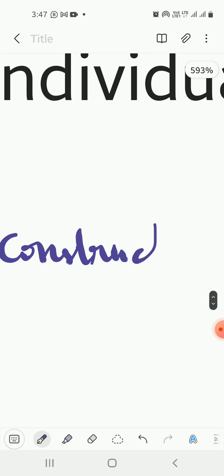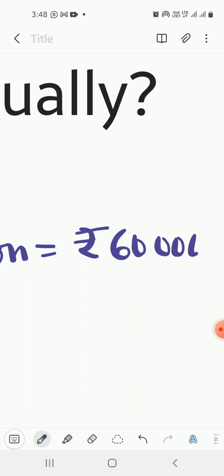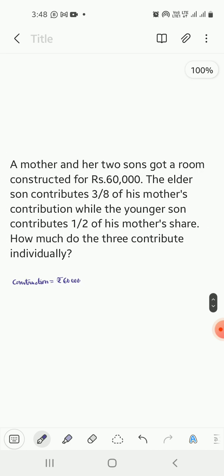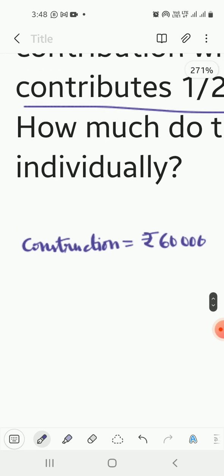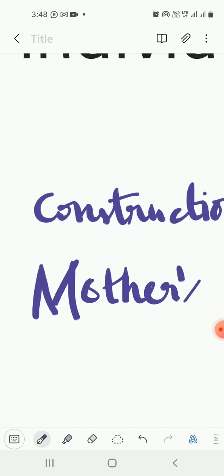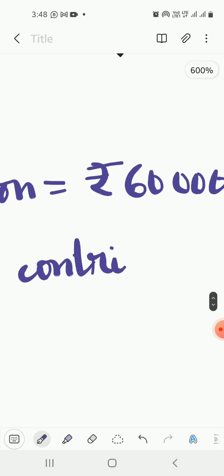So the total expense for the construction was 60,000. So first let's write that. Construction, 60,000. Now out of the 60,000, the elder son has contributed 3 by 8 of his mother's contribution. The younger son has contributed half of his mother's share, but nowhere is the mother's share written. So let's take the mother's contribution, or mother's share, you can say, as X.